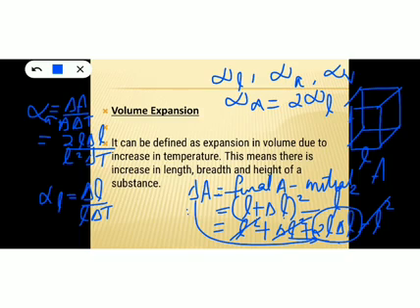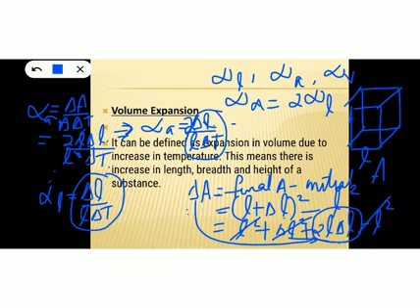Okay, now here one L will cancel, and we are left with alpha A is equal to 2 times delta L by L into delta T, isn't it? And what is this delta L by L delta T? Delta L by L delta T is alpha L. So you will get 2 times alpha L. So we have proved alpha A is equal to 2 times alpha L.